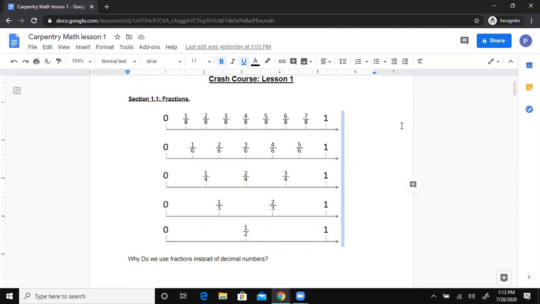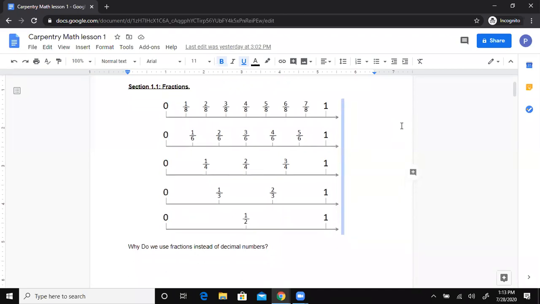So this is a crash course, as you all know, for the math you need for your carpentry program. We want to start today with something that should be relatively familiar to all of us, and that is fractions. Fractions are just ways of representing numbers, and typically we use fractions to represent numbers between 0 and 1.